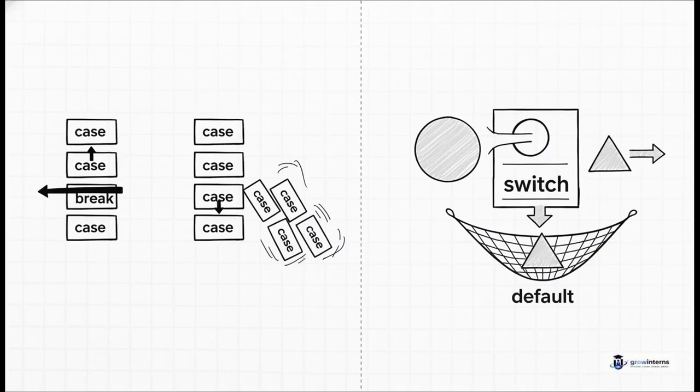Okay, two absolutely critical things to remember. First, do not forget the break. Seriously, if you leave it out, your code will just keep on running into the next case and the one after that until it finds a break. This is called falling through, and it can cause some really weird, hard-to-find bugs. Second, while that default case is technically optional, you should almost always include it. It just makes your code safer and more robust.